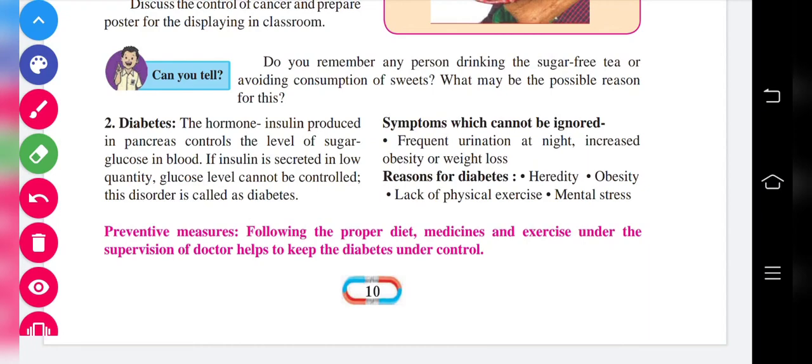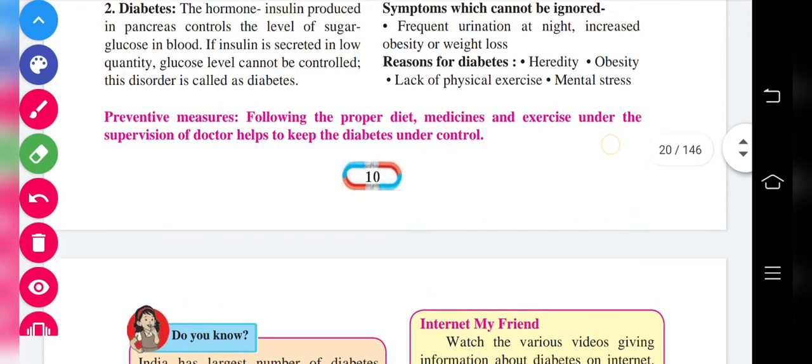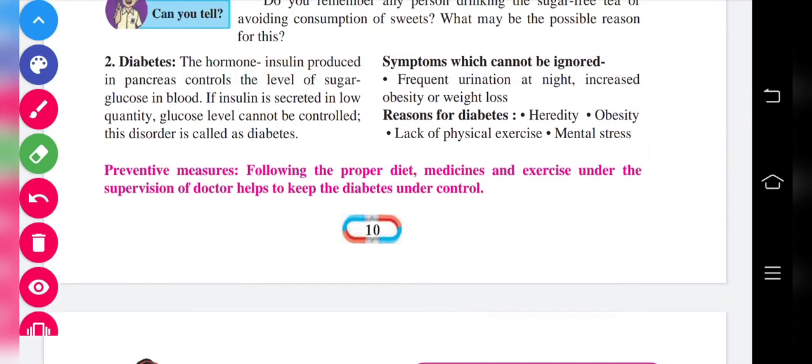Not 100%. Then obesity and lack of physical exercise: if a person does not exercise regularly, that person may also suffer from this type of disease. Mental stress is also a very important factor. Some persons under mental stress also suffer from this disease. For prevention and control, follow the proper diet, medicine and exercise under the supervision of a doctor, which helps keep diabetes under control. These are very important.